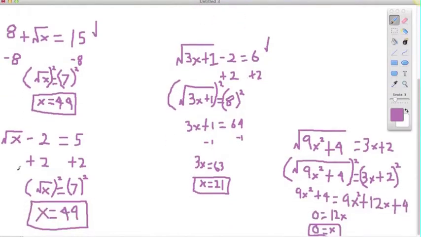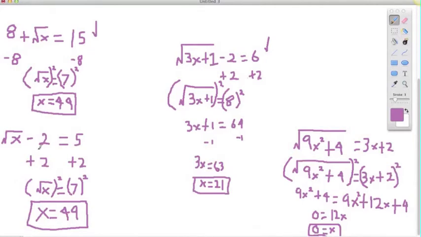This next equation is interesting, because when I solved it, I saw that it has the same answer as the last one, but it's a different equation. We have the square root of x minus 2 equals 5. When we add 2 to both sides, that gives us the square root of x equals 7. To get rid of that square root, we just square it, giving us x equals 49.